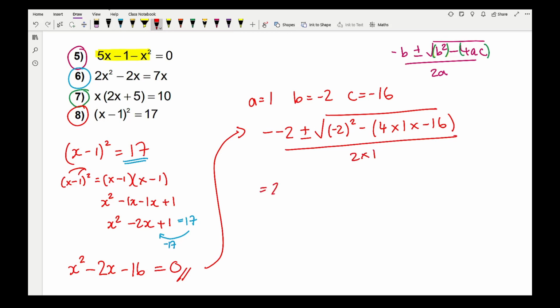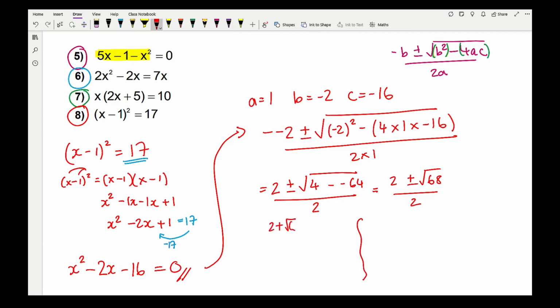Then simplifying that, 2 minuses become a plus, plus minus 2 squared is 4, minus 4 times 1, which is 4, times minus 16 is minus 64 rather. All divided by 2 times 1, which is 2. Then simplifying this, I get 2 plus minus the square root of 4 minus 64, which is 68, all divided by 2. And then from this, I can go straight into using the calculator. So one answer is 2 plus root 68 over 2, and the other answer is 2 minus root 68 over 2.